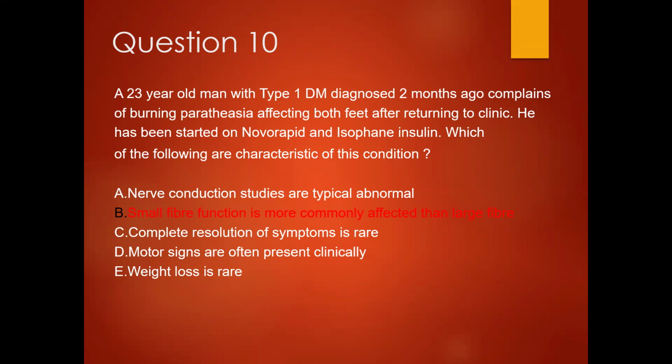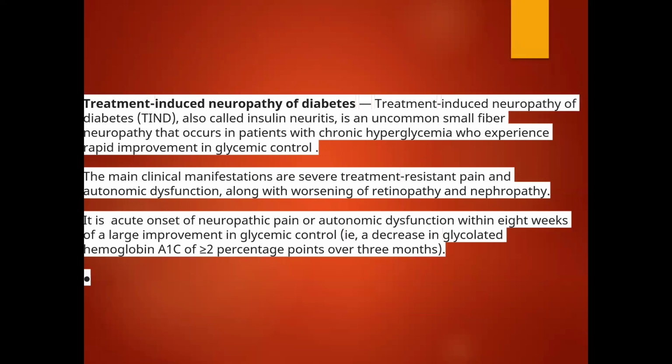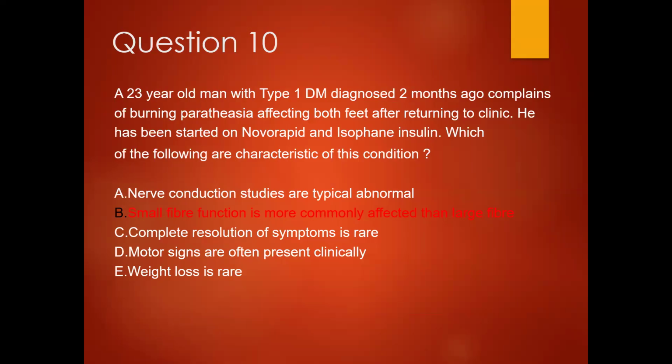Are nerve conduction studies typically abnormal in this condition? Small fiber function is more commonly affected. I mean, the answer is already marked out here. Complete resolution of symptoms is rare. Motor signs are often present clinically, and weight loss is rare. So I have already marked the answer here. The small fiber function is more commonly affected than the large fiber, and this is typically what is described in the question.